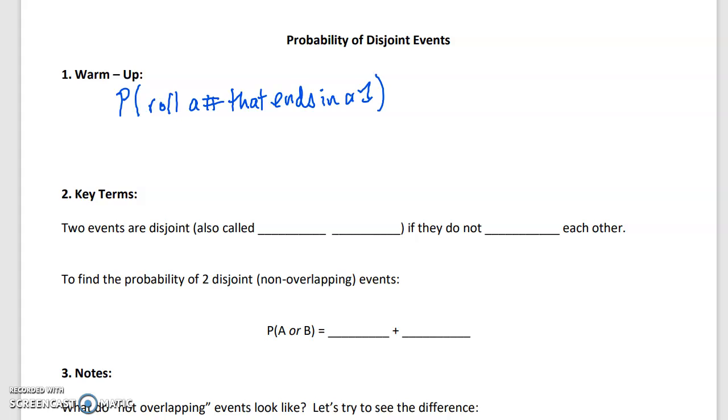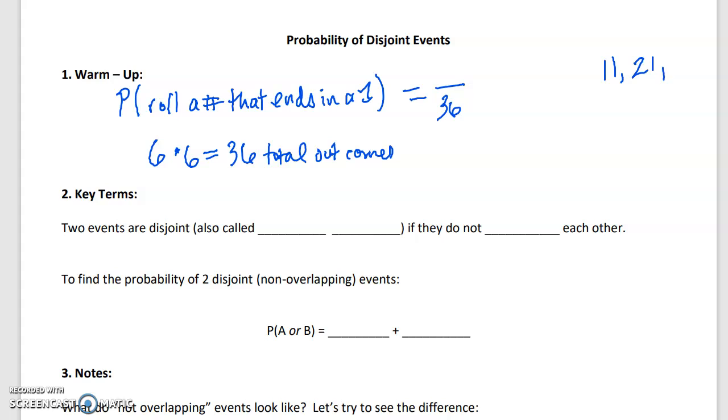Out of 2 rolls of the dice, remember there are 36 outcomes because there are 6 outcomes on the first roll times 6 outcomes on the second, so there are 36 total outcomes. So our probability would be out of 36. And then we consider numbers that end in a 1. We could just list them out. So 11, 21, 31, 41, 51, 61. So 6 out of the 36 rolls, or 1/6 of the time.